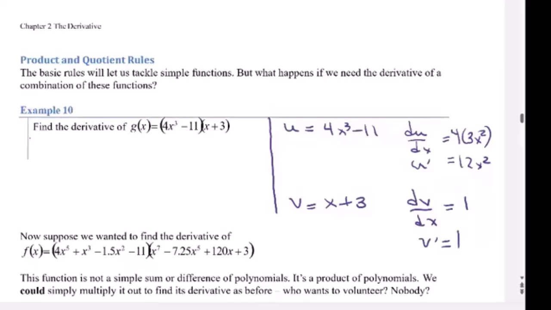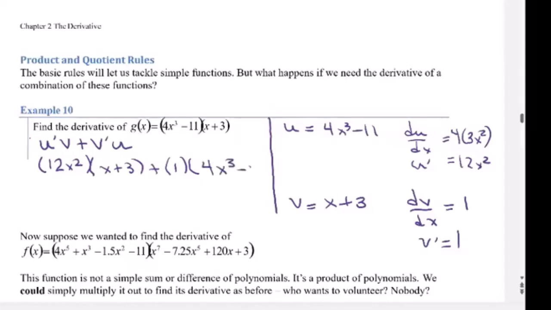Okay, since I changed it from f's and g's to u's and v's, it's going to be u prime v plus v prime u. Does it matter which order? No, everything's positive here. So u prime is 12x squared times v, x plus 3, plus v prime, just 1, times u, which is 4x cubed minus 11.